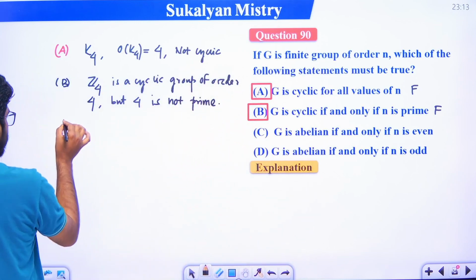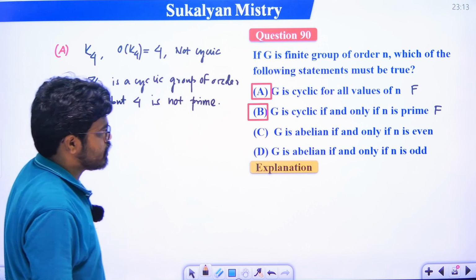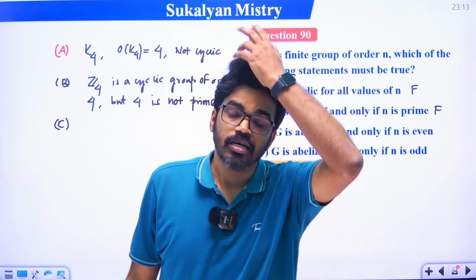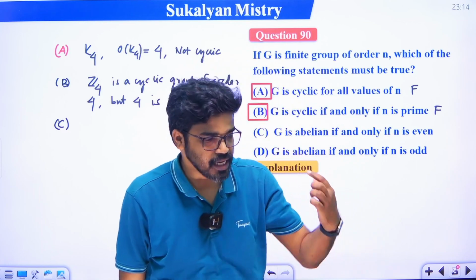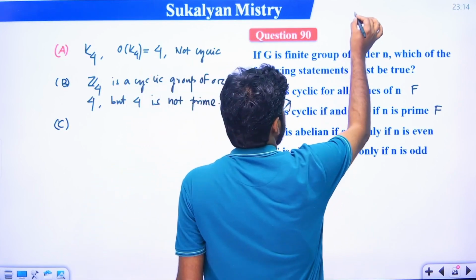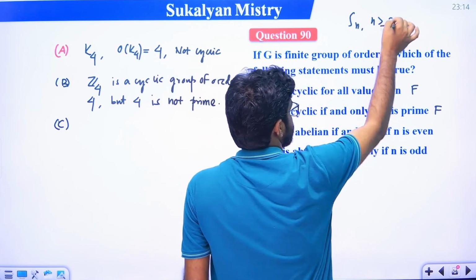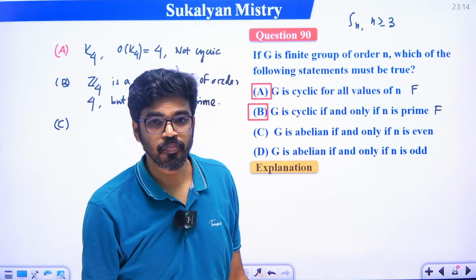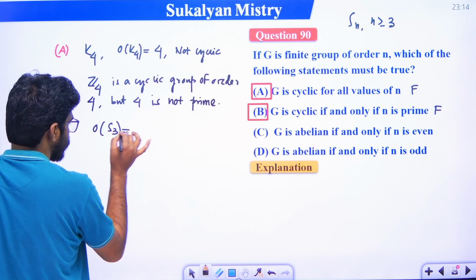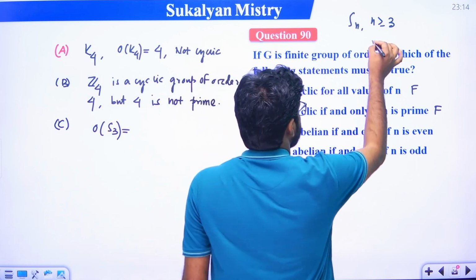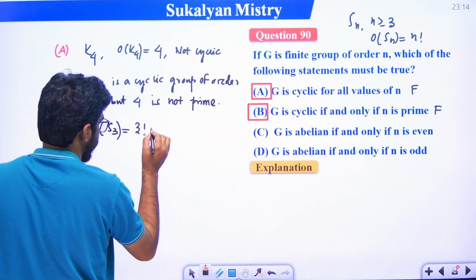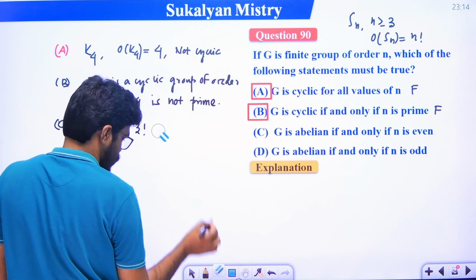Next, for option C: G is abelian if and only if n is even. We know that the symmetric group S3 is non-abelian. The symmetric group Sn, where n is greater than or equal to 3, is non-abelian. So S3 is a non-abelian group, right? For option C, if we consider the symmetric group S3, what is the order of S3? We know that the order of the symmetric group Sn is n factorial. So the order of S3 is 3 factorial, which is 6.